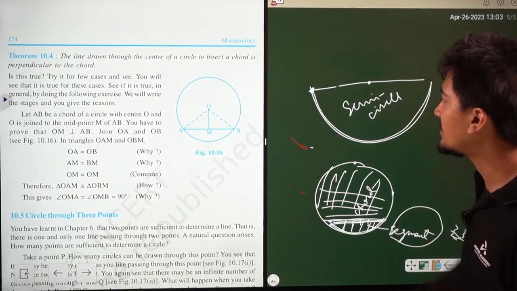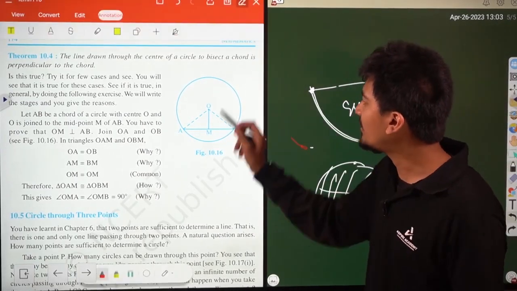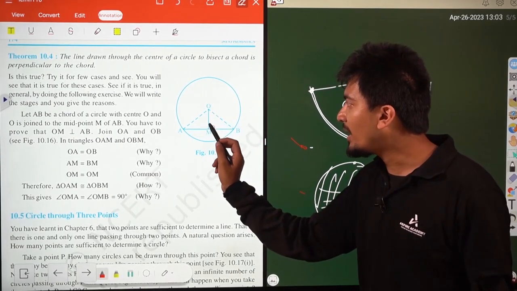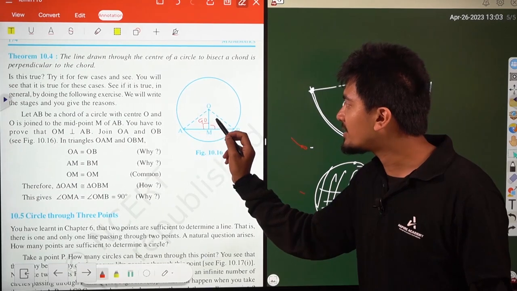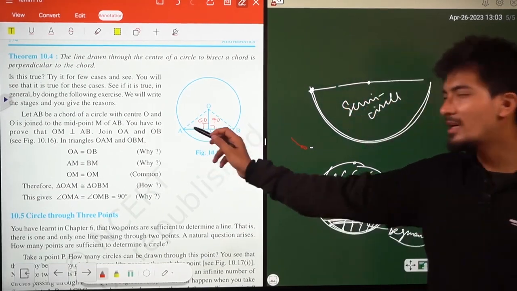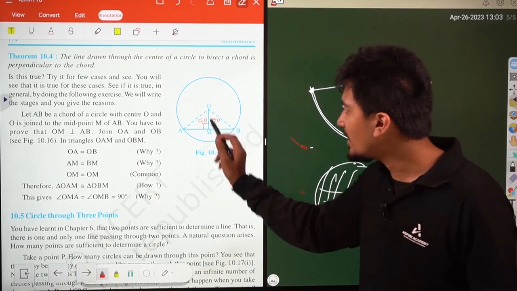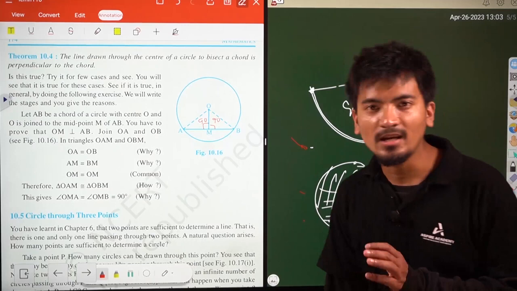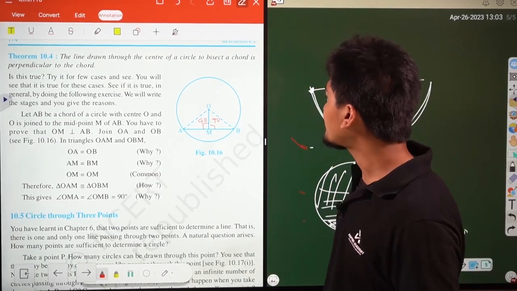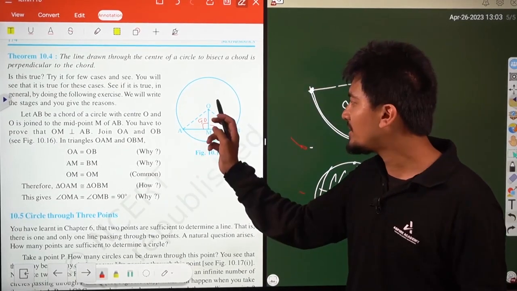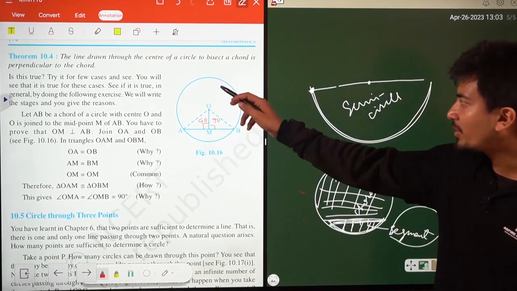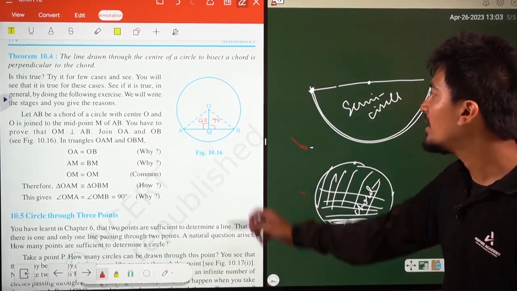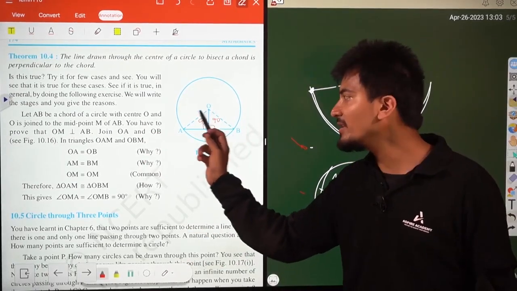That means if this is the perpendicular, then definitely angles OMB and OMA will be 90 degrees each, right? Since a linear pair is always 180 degrees, if this is the perpendicular bisector, then these two angles will be 90 degrees each. So this is the chord AB with center O. M is the midpoint and we have joined OM. OM is the perpendicular of AB. And we have also joined OA and OB.